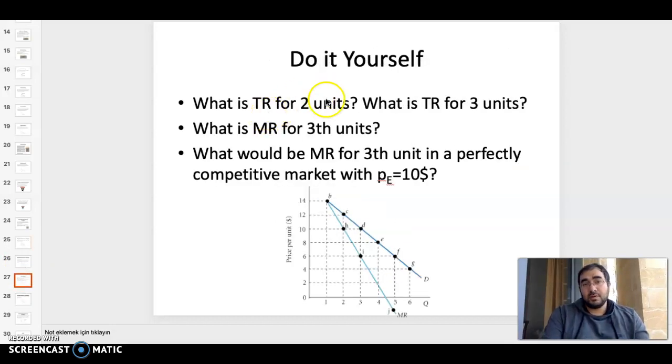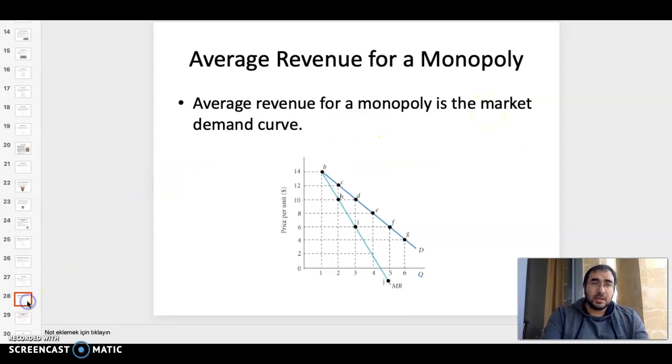So if total revenue is for 2 units, what is the total revenue for 3 units? Marginal revenue of 3 units. We have already discussed this.